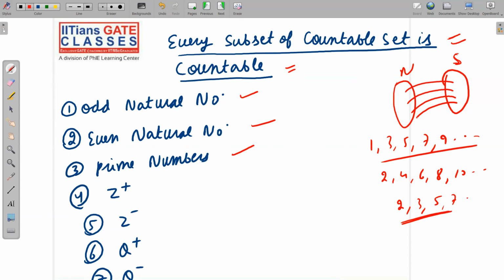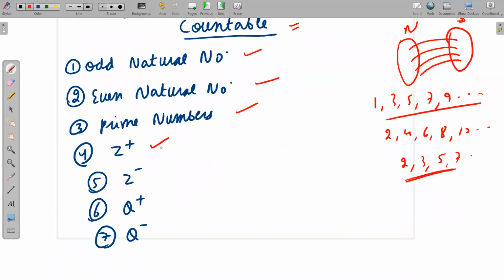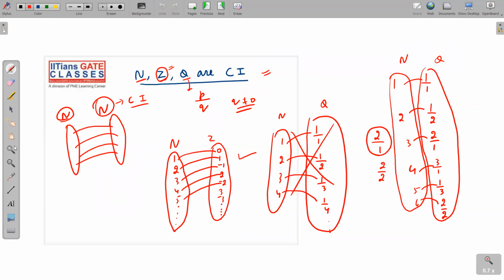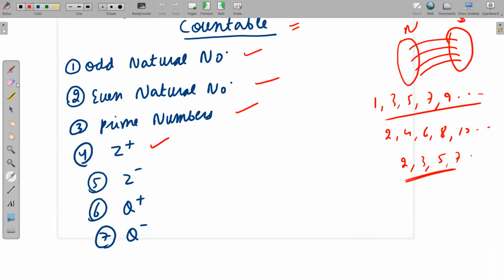All these are countable. What is this Z plus? Z plus is positive integers. Obviously it will be countable because it is a subset of integers. And I have already established one-to-one correspondence between integers and natural numbers. See here carefully. Integers and natural numbers, I have already established one-to-one correspondence. So I have taken a small subset of Z, and I will be able to establish one-to-one correspondence between the natural numbers and that set also. And by the way, Z plus is nothing but your natural number set itself. Okay, so obviously we will have one-to-one correspondence.